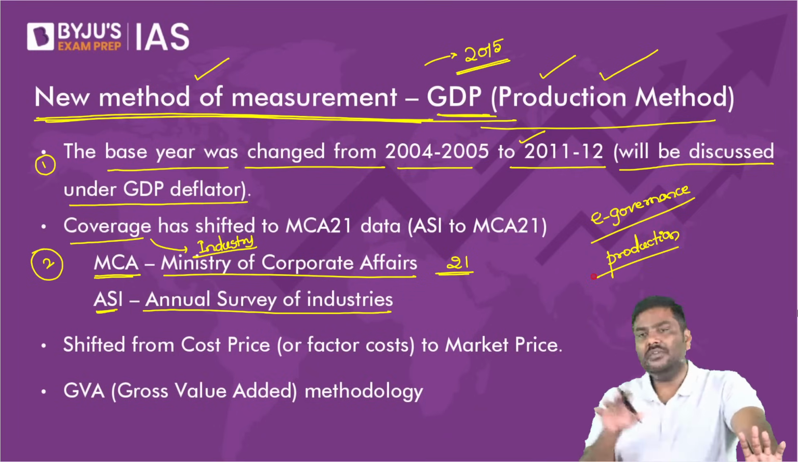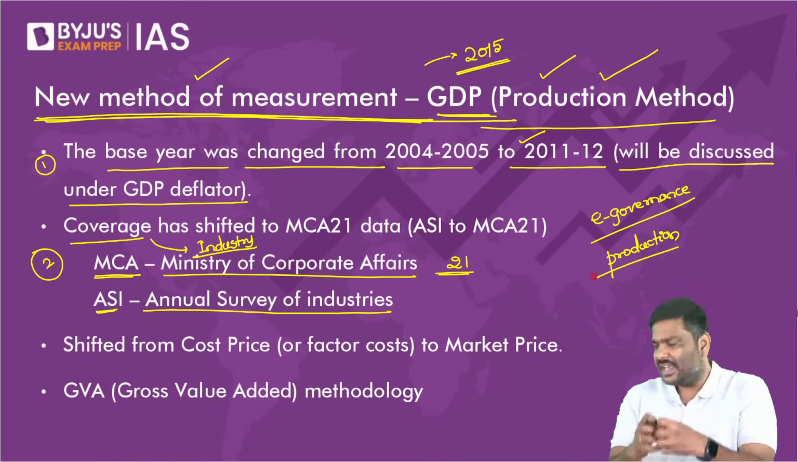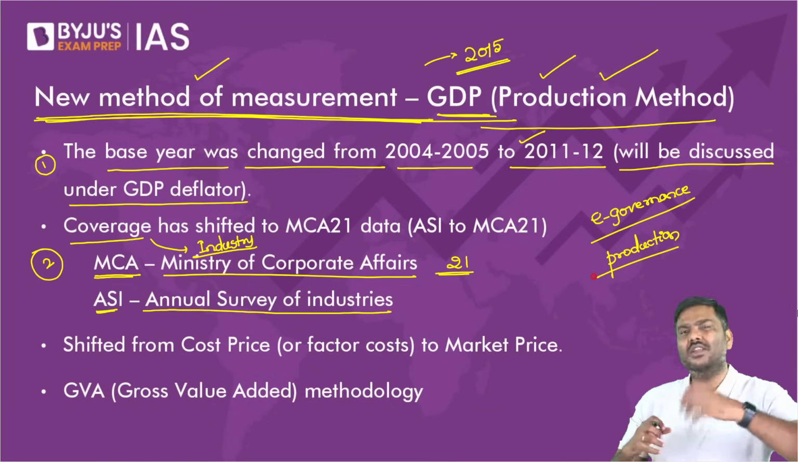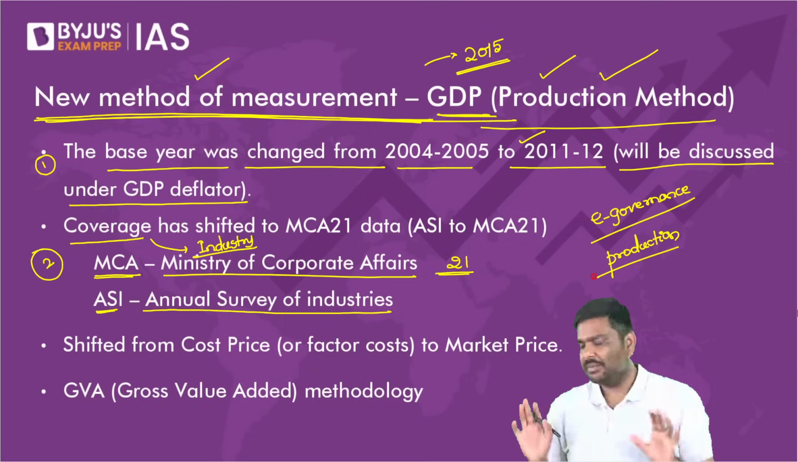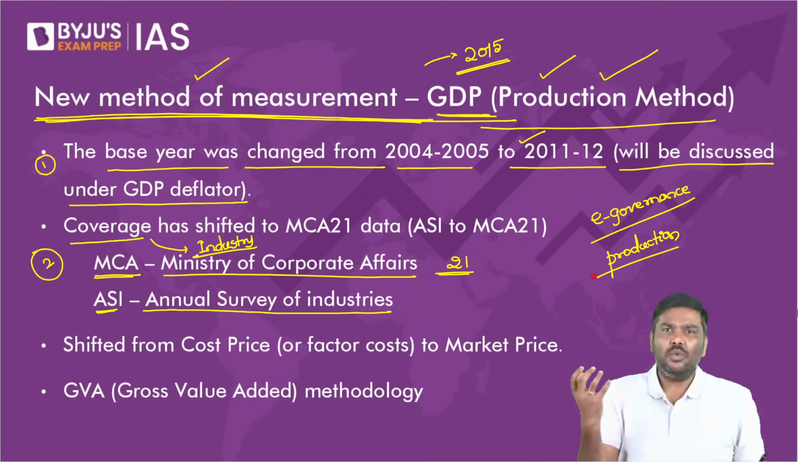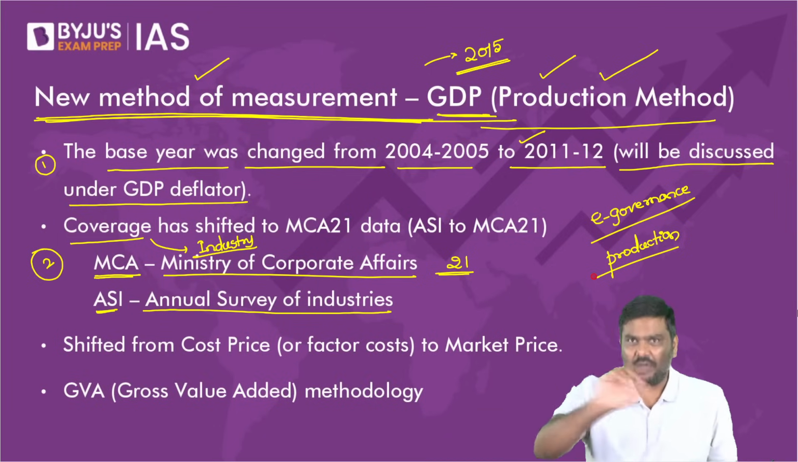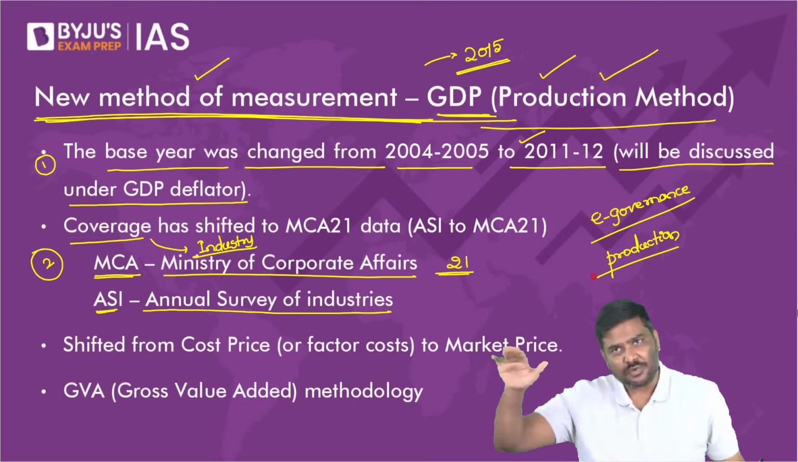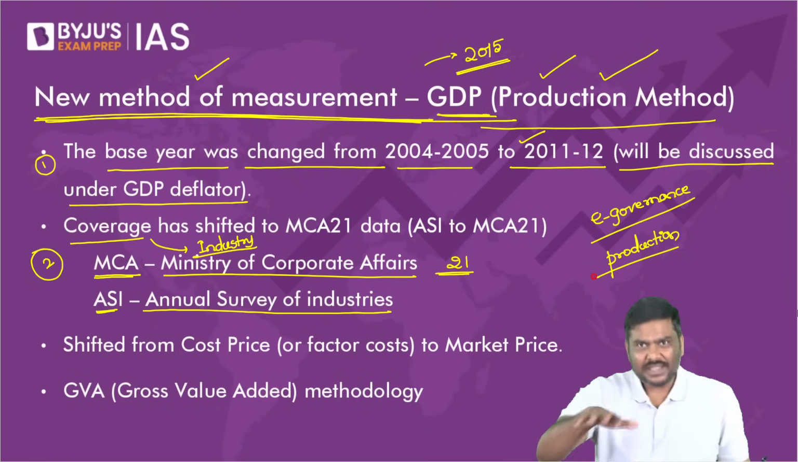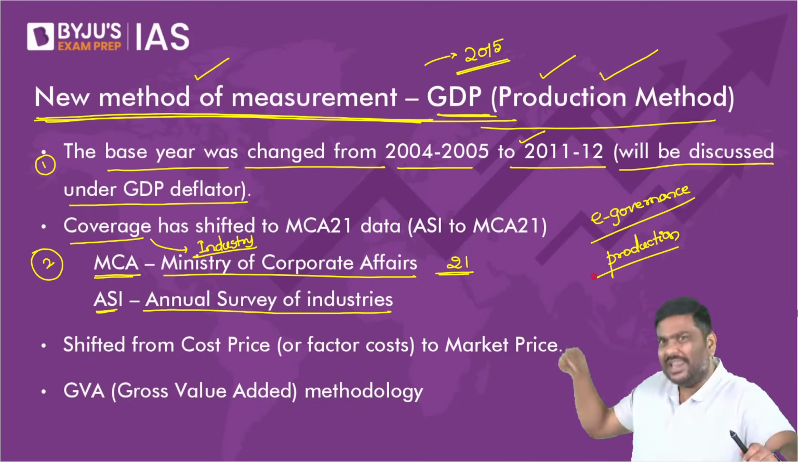Any problem with this? Please do let me know. The coverage in ASI was limited, somewhere around 2 lakh companies. Now we have extended it to more than 5 lakh companies. Many of you ask me, sir, what is the use of this? The reason is simple. Imagine you are the Government of India. You want to calculate the value of goods and services produced in India. Is it possible for you to go to every company to collect the data?